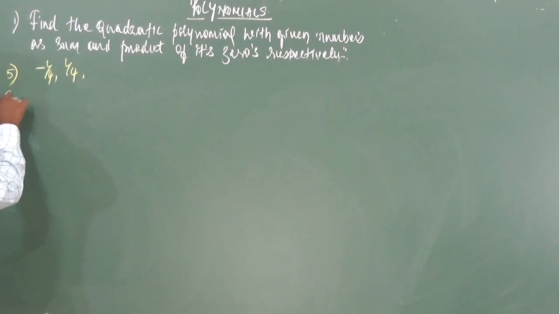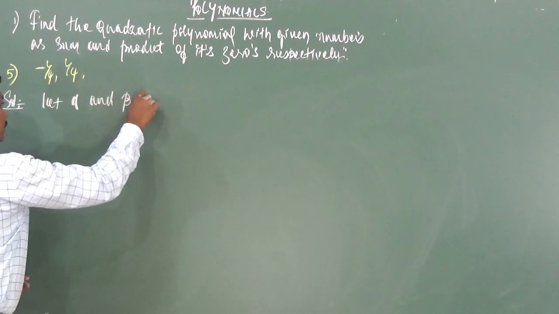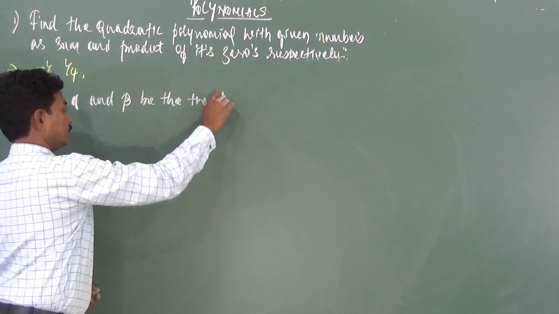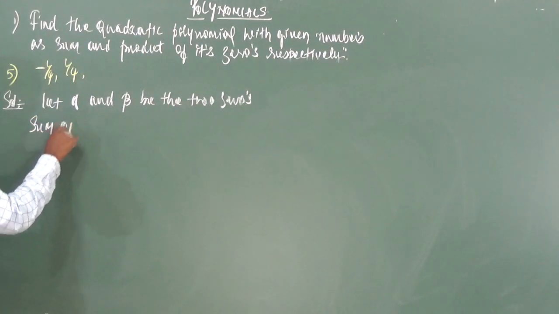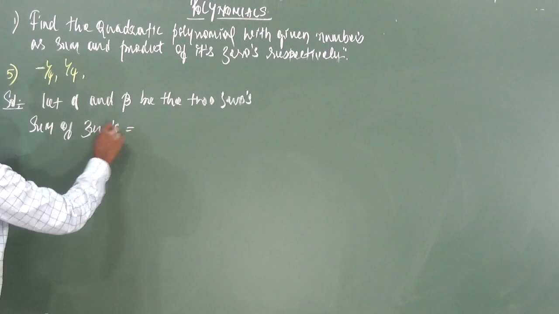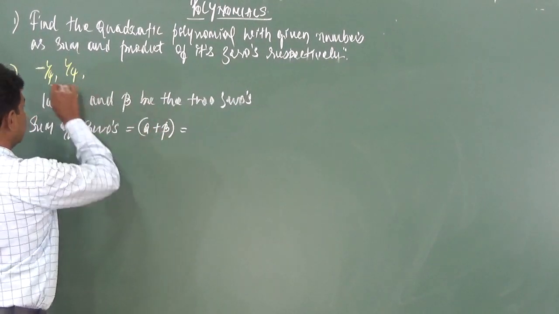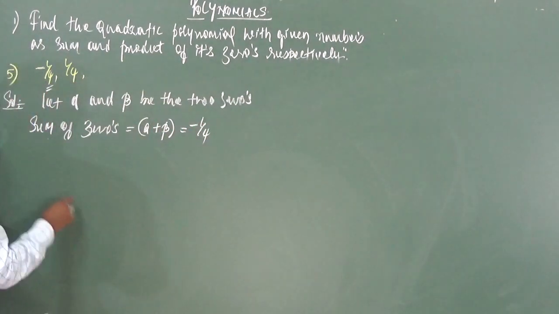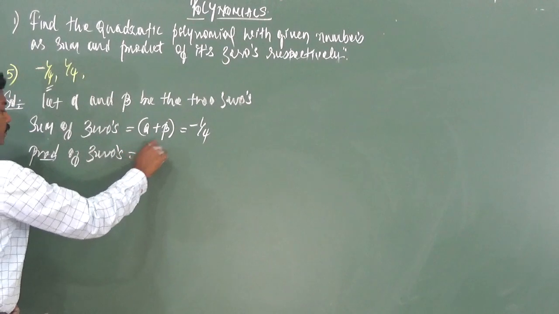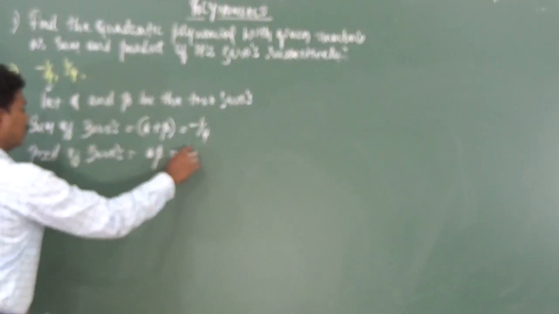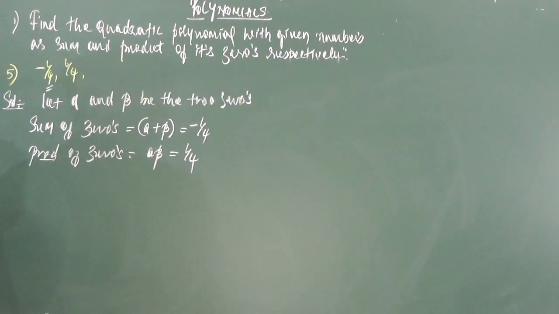The first step is guessing the zeros. Let α and β be the two zeros. We will write the sum of zeros: one zero is α, another zero is β, so α + β is given as −1/4. Next is the product of zeros, αβ = 1/4. So the sum and product of the zeros are ready, and therefore you can directly go to the required polynomial.